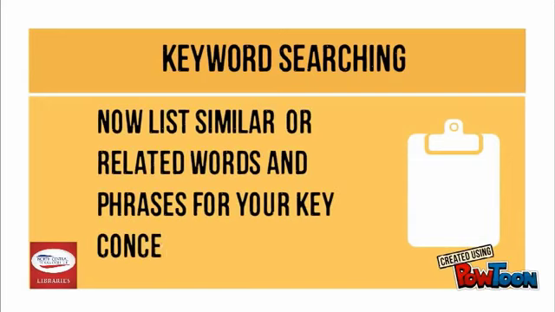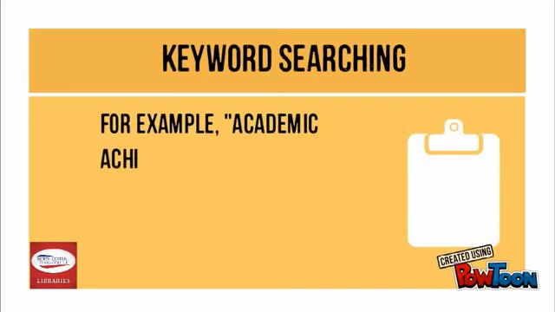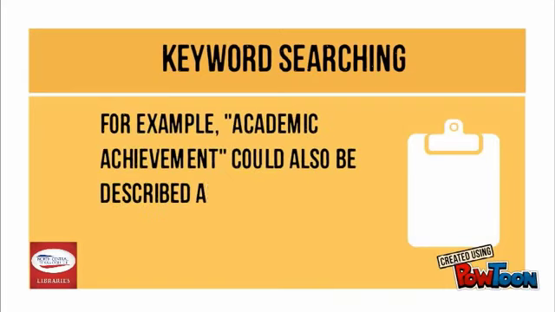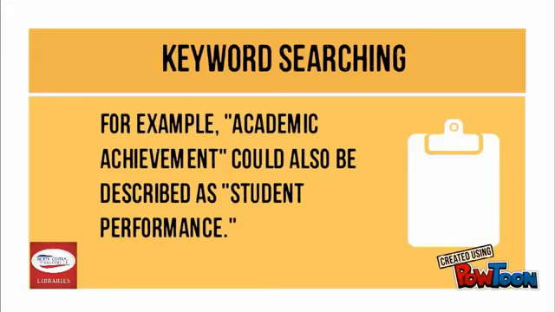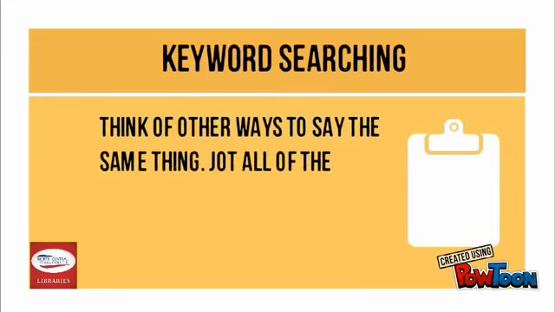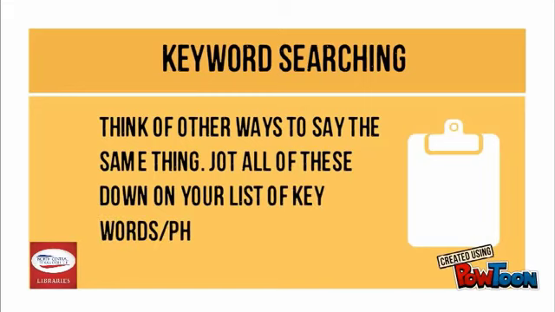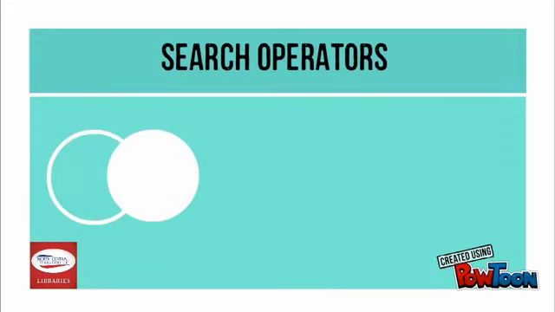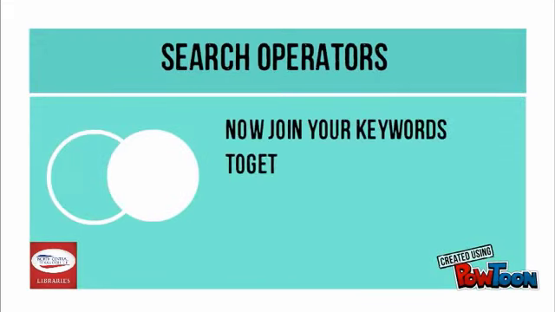Now, list similar or related words and phrases for your key concepts. For example, academic achievement could also be described as student performance. Think of other ways to say the same thing. Jot all of these down on your list of keywords.